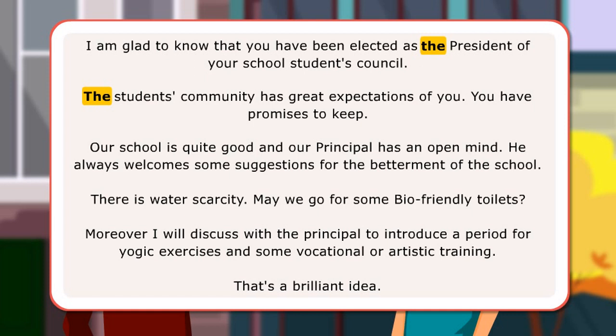In the first and second sentences, article the is used to talk about the position and the group in particular. Promises word will have zero article as it is an abstract noun. In the third sentence, the word open-minded takes the indefinite article an as it begins with a vowel sound. Some is used with suggestions as it is a plural uncountable noun. As the word school is repeated, it is mentioned with the definite article the.